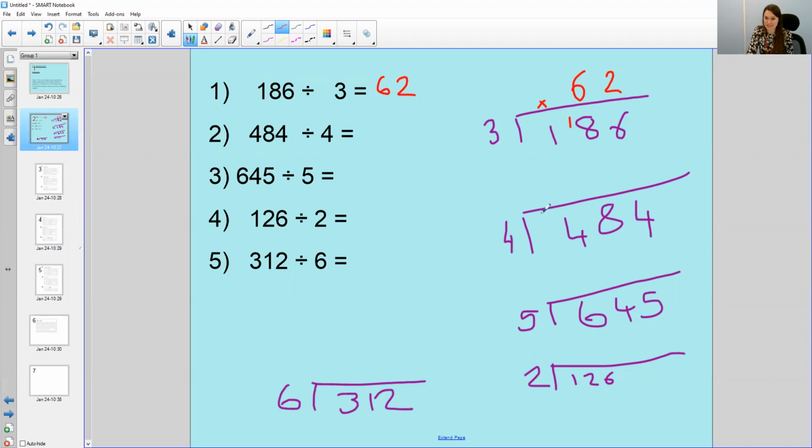Okay, nice and easy one here, no regrouping. How many 4s go into 4? That would be 1 group. How many 4s into 8 is 2. And how many 4s into 1 is 1. So question 2 is 121.